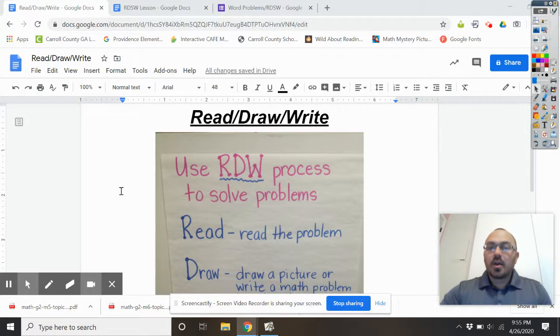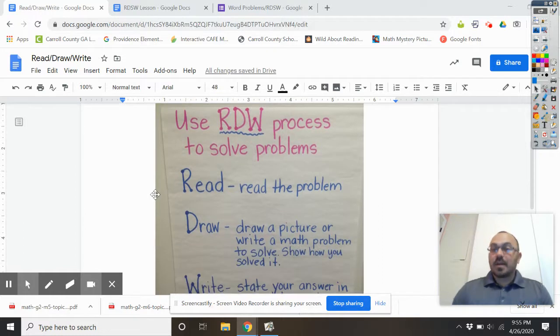So let's review. R is read the problem. So when you have a word problem in front of you, first thing you need to do is read the problem. If you need to read it more than once, that is perfectly fine. But remember, you must read the problem. Step two, move to your D. Your D says draw a picture or write a math problem to solve. Show how you solved it. So these are the tape diagrams or the algorithm that you use. This is how you solve.